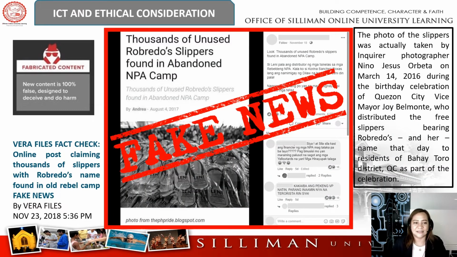Fabricated content. News content is 100% false, designed to deceive and do harm. Now, some netizens are gullible to believe fabricated content because of their biases. This type of internet user would instantly believe information they see, no matter how hilarious it is, because their perception of the truth is clouded. If the news is in favor of their biases, regardless if it is 100% made up, they'd buy it and even help spread it. So look for similar stories, read beyond the headlines, or check your biases.